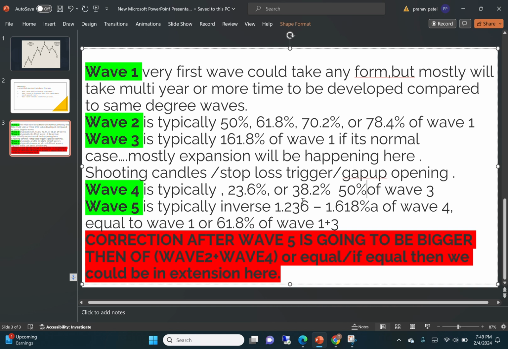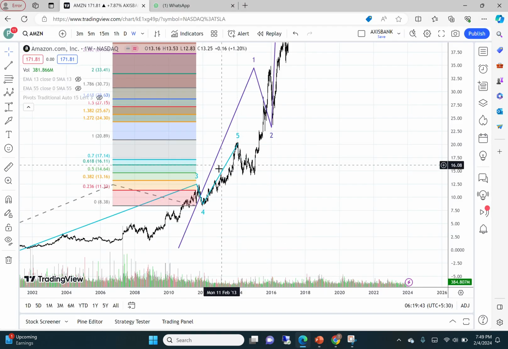So if your wave 1 is normal, it's basically a complex wave. Wave 3 you get the clear shooting one. Then next, wave 5: once wave 3 is concluded, you assume that wave 5 will be equal to wave 1, or 0.618 of wave 1 plus 3. So let's plot that one, and we will call it a day on this.